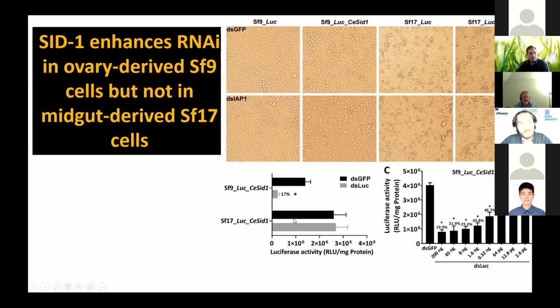And when we look at the luciferase activity in cells, we made stable cells of these SF9 and SF17 expressing luciferase, and when we expose them to dsRNA targeting the luciferase gene, we can knock down the luciferase gene in the presence of SID1 very efficiently in SF9 cells, but not in the midgut cell line. Interestingly, the sensitivity of these cells to dsRNA increases tremendously.